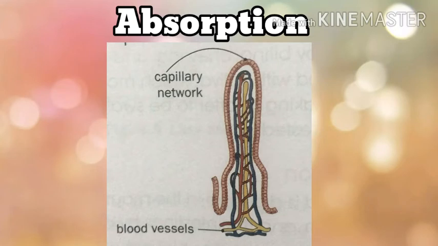How does the absorption take place in the small intestine? The digested nutrients are absorbed through the finger-like projections present in the inner wall of the small intestine. These finger-like projections are called villi. Villi have a large surface area for the absorption of nutrients. Each villus is supplied by a network of blood capillaries, and the digested nutrients are easily absorbed from the intestinal wall and transported into the bloodstream.